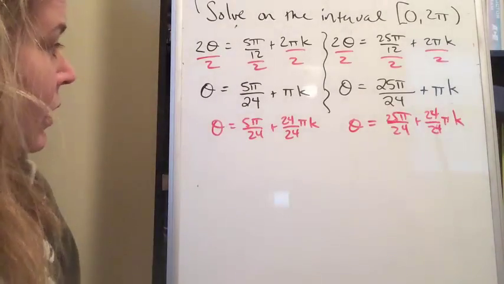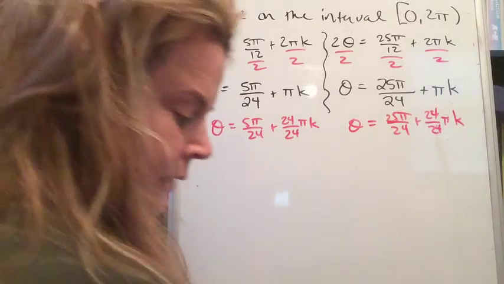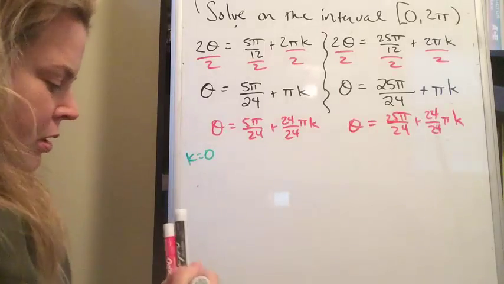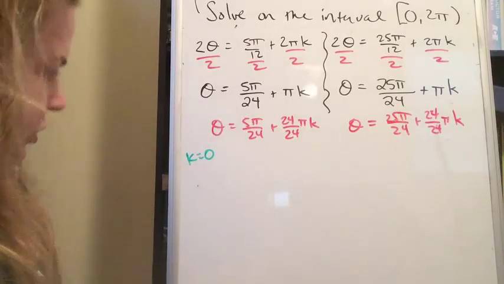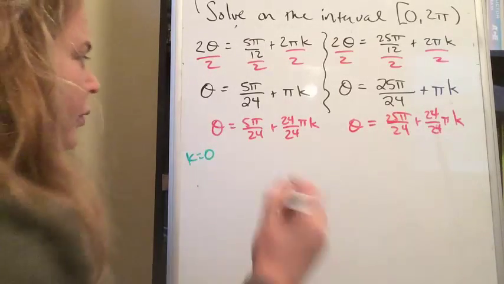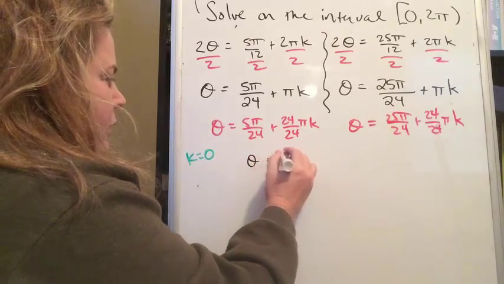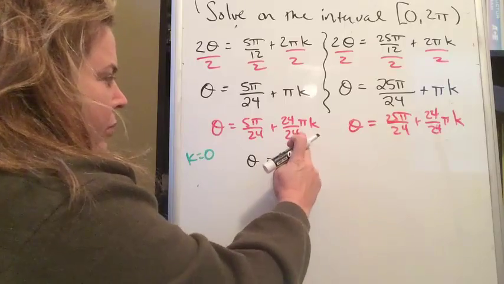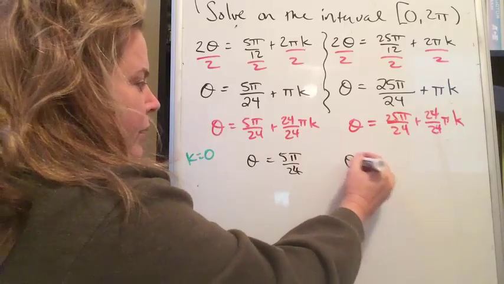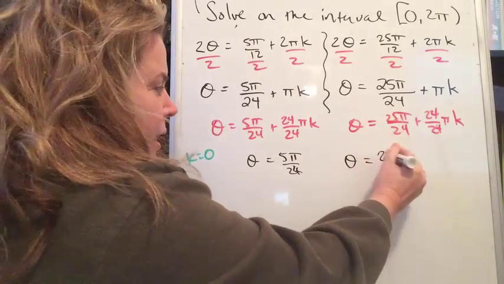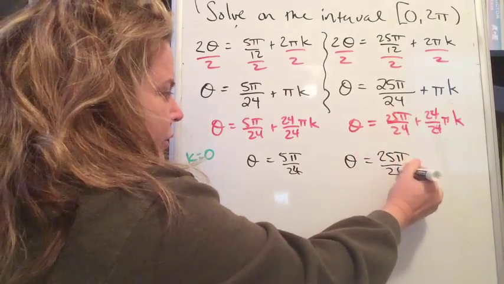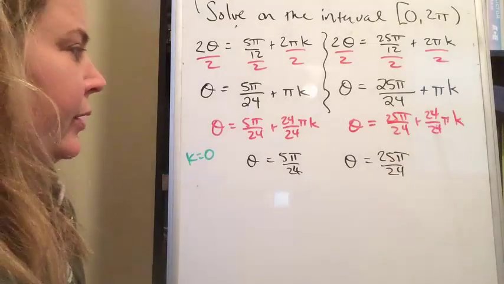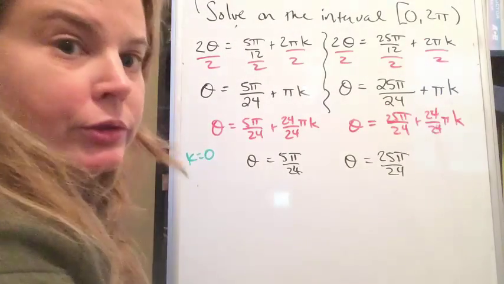Okay. So what would happen when k is 0? That leaves us with the first solution, which is 5 pi over 24 plus 0. And for this one, we'd get 25 pi over 24 plus 0. Okay, and none of those are bigger than 2 pi. Neither of those are bigger than 2 pi.